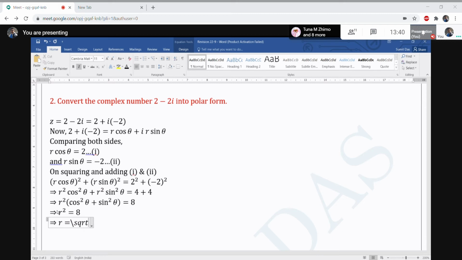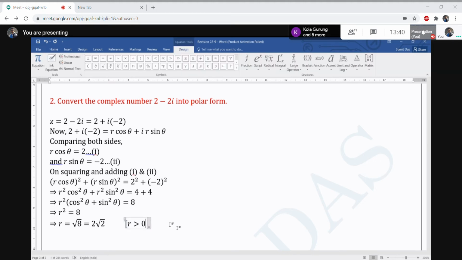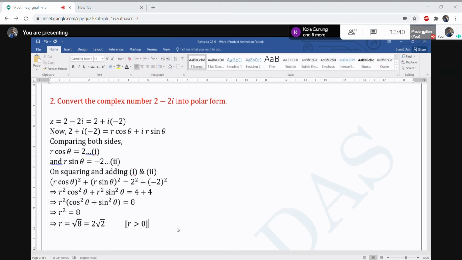The next line, r is the square root of 8, which is equal to 2 square root of 2. We always take r greater than 0, right? So we must mention r greater than 0, because what is r? r is the distance from the origin.